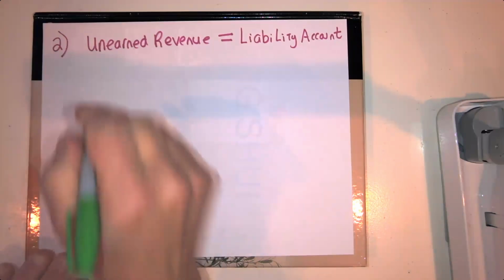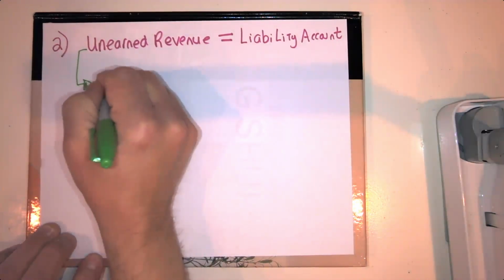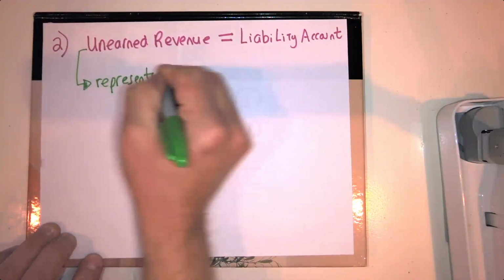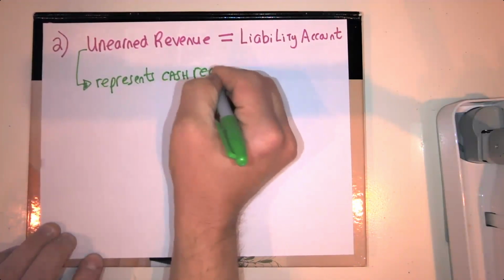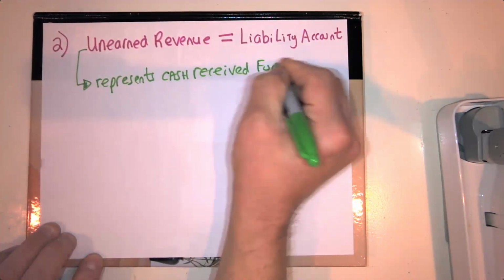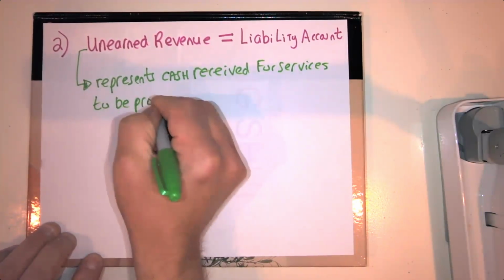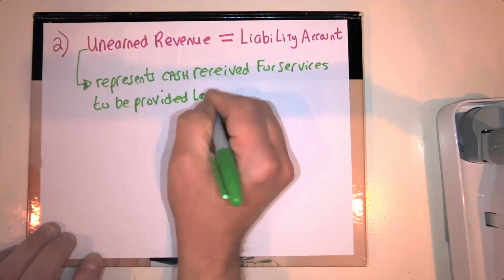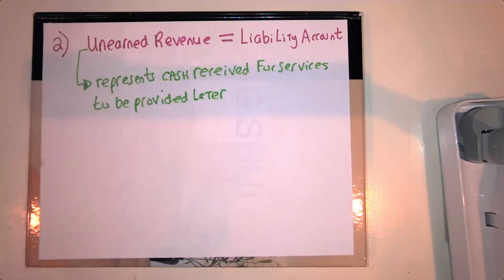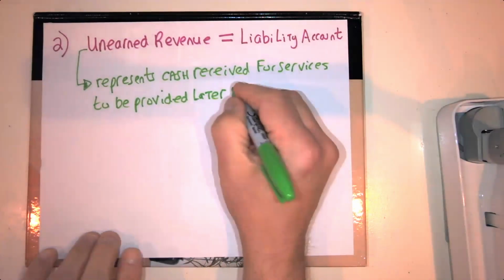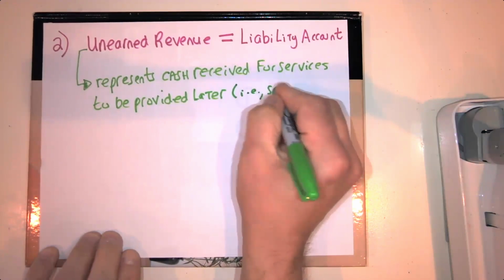I'd like to write that. I think that's important to know. Unearned revenue represents cash that we have received for services to be provided later. This is why it is a liability. As soon as you take somebody's money, you are now liable or obligated to provide the service to them. They paid for it, you've taken their money, you owe them these services. So think of unearned revenue as being services that are owed.